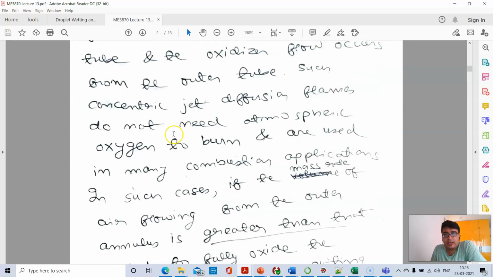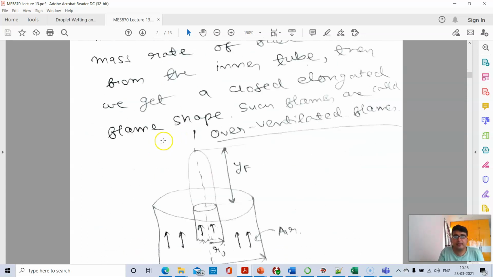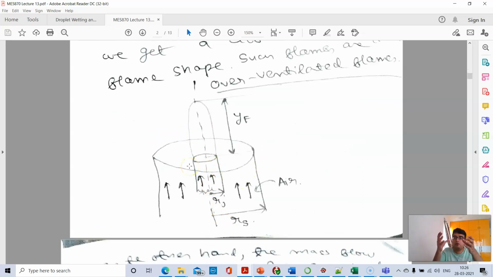Another popular structure is what is called a co-flow burner. Okay, so let's look at the figure. Suppose we have two concentric tubes, an outer tube and an inner tube. Through the inner tube, gaseous fuel is coming out, and through the outer tube, air is coming out. So air comes from the outer tube, fuel from the inner tube. In this case, the mixing is happening in this region separating the two gases, the fuel gas and air. So the mixing is occurring in this region and the flame is developing in this region.